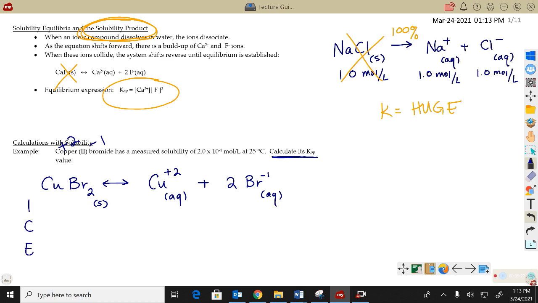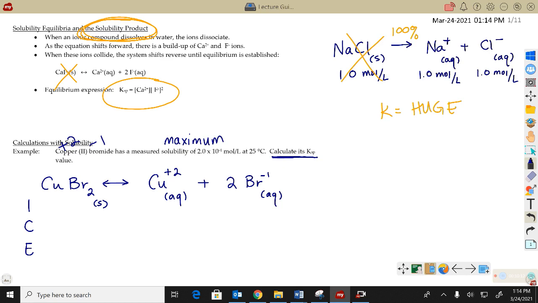All right. So now they're giving us this measured solubility. That is often referred to as the maximum solubility. The maximum amount of copper 2 bromide that I can dissolve in water is 2.0 times 10 to the negative 4th moles per liter. Now, if they ever ask me what is the maximum mass that I could dissolve, well, then I would just take 2.0 times 10 to the negative fourth moles of copper 2 bromide and turn it into grams. And that would give me the maximum mass that I could dissolve in 1 liter.